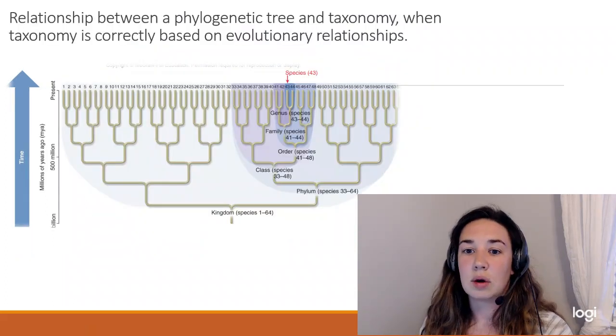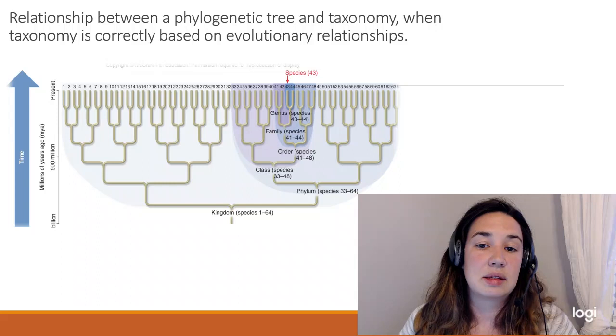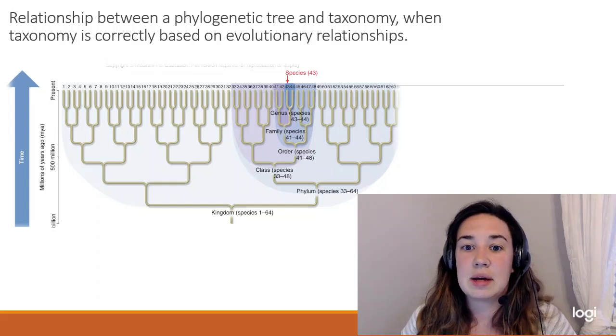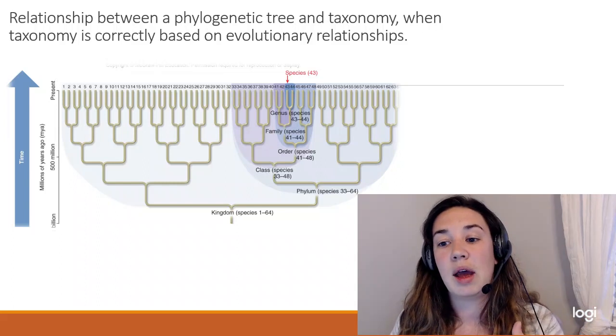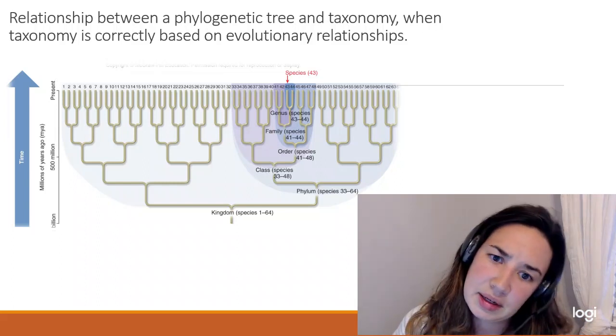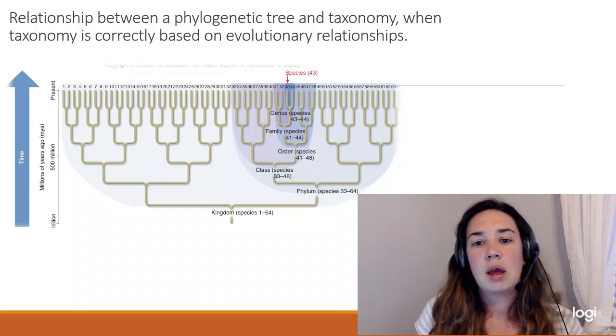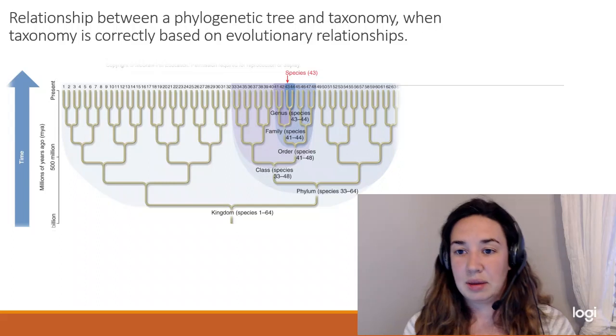Okay, so here we have another phylogenetic tree. This diagram has the same kind of setup, with time going from the bottom of the diagram all the way to the top. At the bottom it's very old, 500 million years ago, and then we have time all the way up to the present.